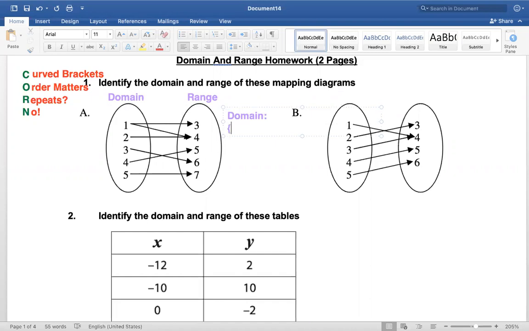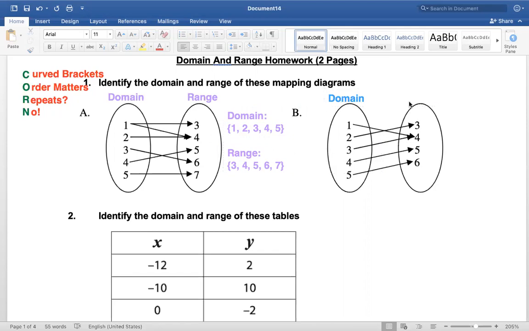using those curved brackets, 1, 2, 3, 4, 5. And those numbers are going from smallest to biggest. I don't have any number there twice, so I can move on to range. 3, 4, 5, 6, 7. Perfect.